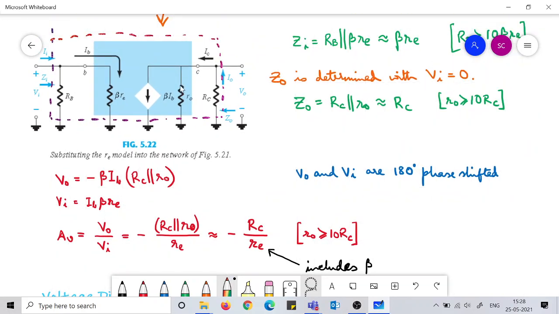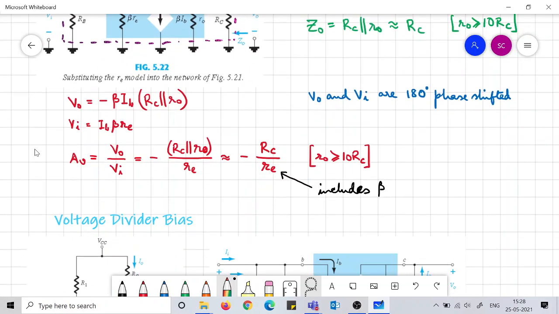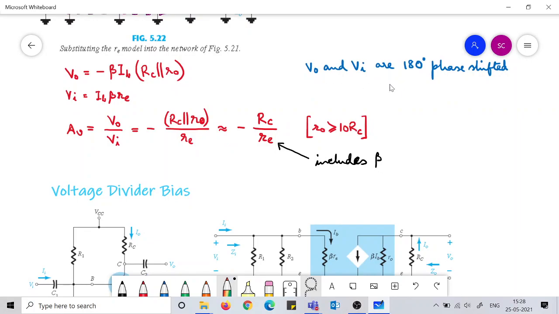Why? Because the beta IB is in this direction. So if you consider a single resistance here, the beta IB was flowing from down to up. V0 is also from down to up. So the current direction is opposite to the actual direction it should have been because of this voltage drop. Hence a minus sign is there, and this minus sign carries over, and this indicates that the input and output voltage are 180-degree phase shifted.